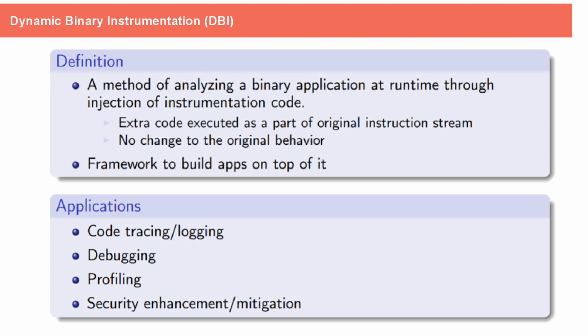The concept behind the DBI is very simple. Dynamic binary instrumentation is a method of analyzing a binary at runtime by injecting extra instrumentation code into the program at runtime. This extra code is executed as a part of the original code. One thing we need to be careful about is that when we instrument the program, our extra code runs inside that program, right? But we try our best not to change the behavior of the program. Otherwise, we can break the program.